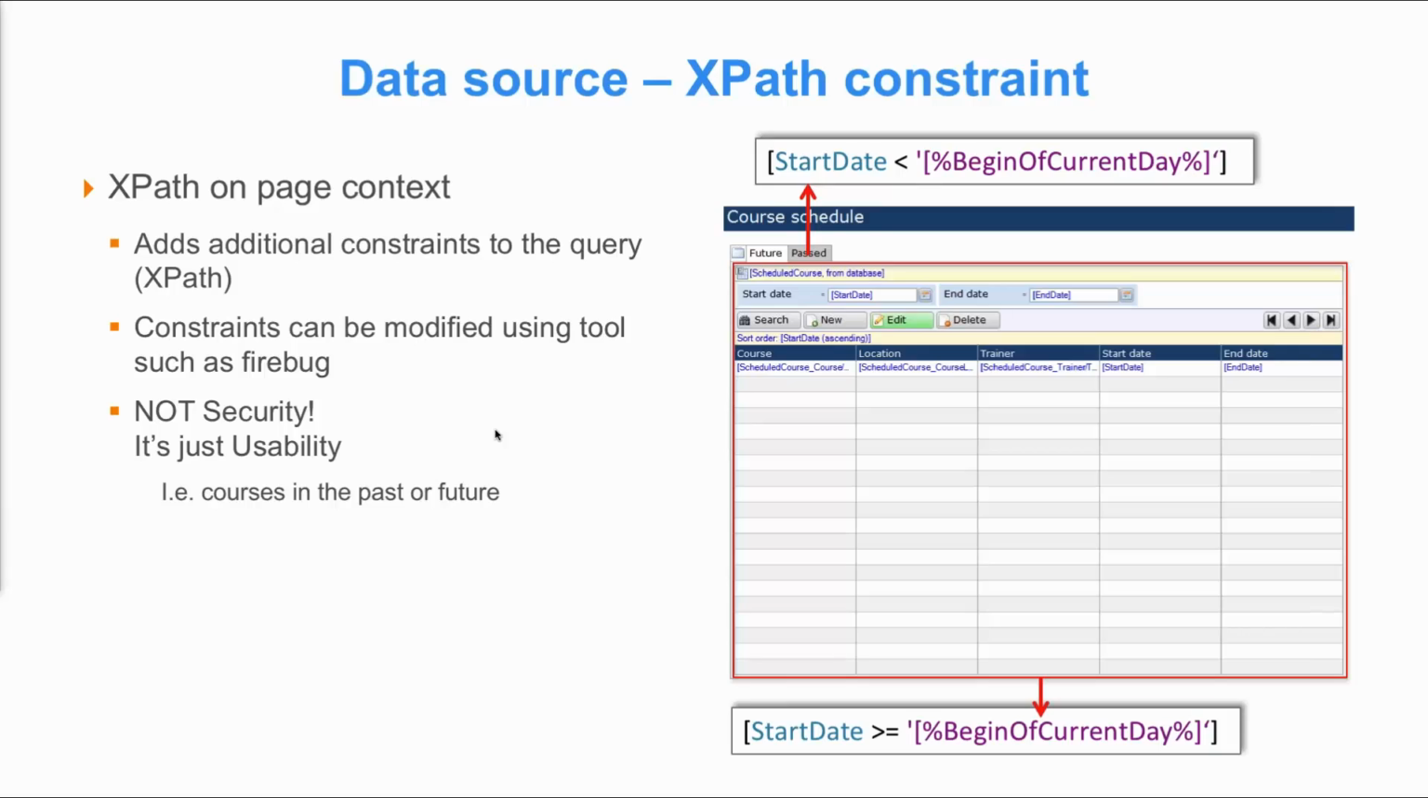So you can add other XPath queries, but if you're adding XPath queries on the pages, be mindful that this is more for usability and not for security. For example, if you don't want a trainer to see other scheduled courses, you want to add that constraint not on the page, but on the entities themselves.